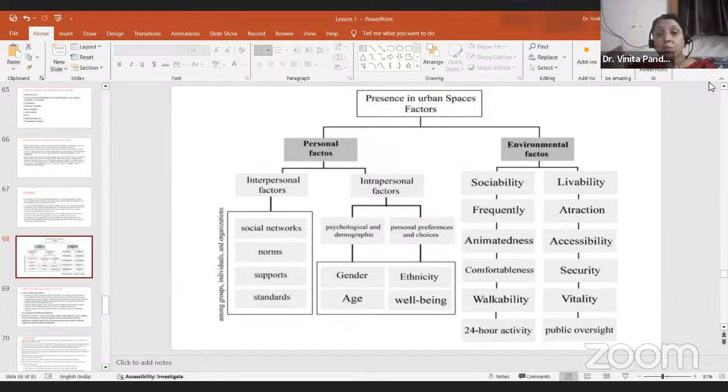So how much is the sociability? How frequently are women going out? What is the comfort level? Are walking spaces available or not? Is 24-hour activity there or not?